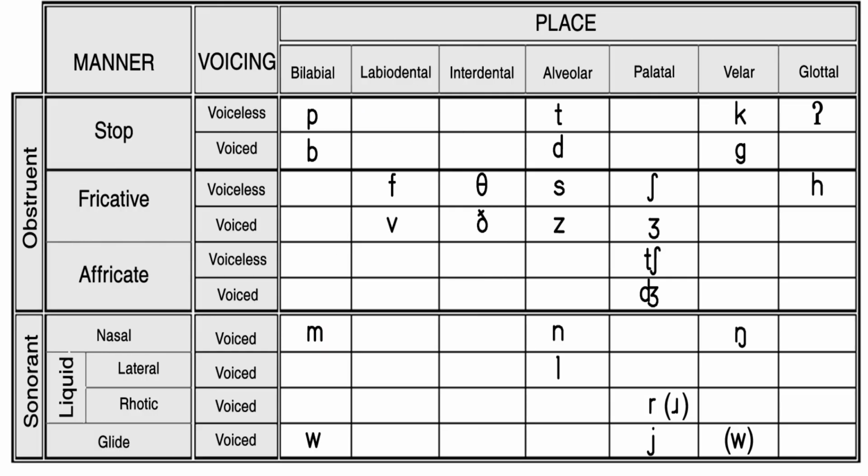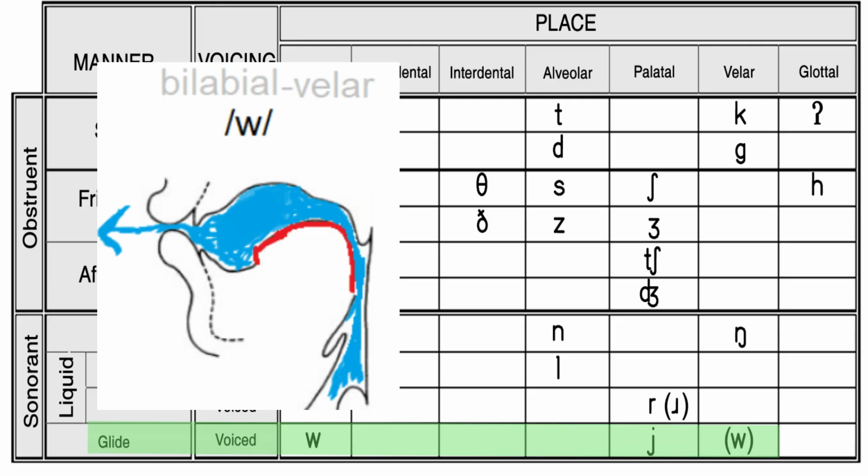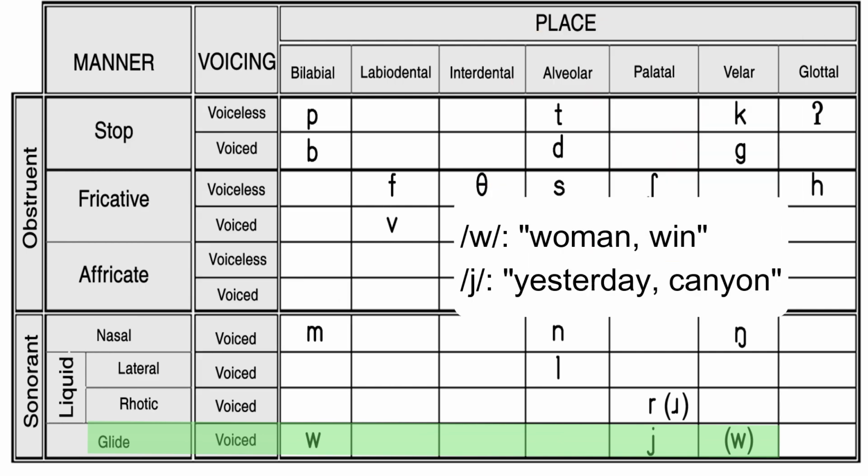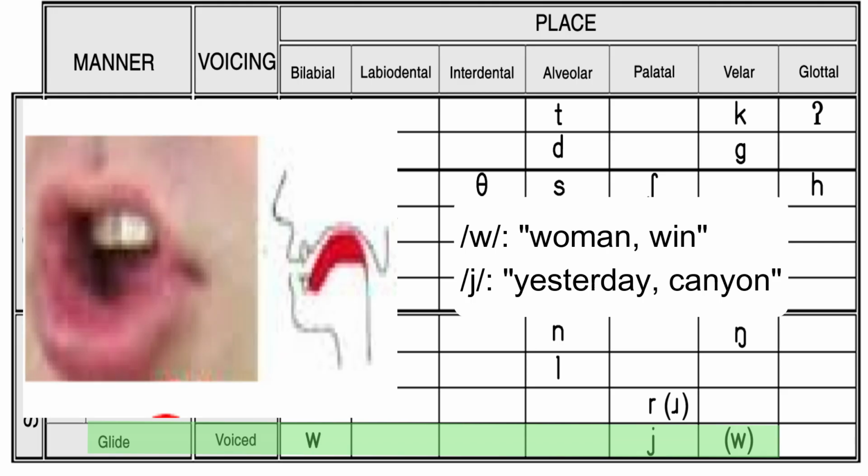Glides. W and y are called glides because the air glides over the tongue before exiting the lips. Glides are also called semivowels. To pronounce the W sound, form your lips in a small, tight circle and let the air out as if you were blowing out a candle. The W sound can be found in words such as woman and win. The Y sound can be found in words such as yesterday and canyon.